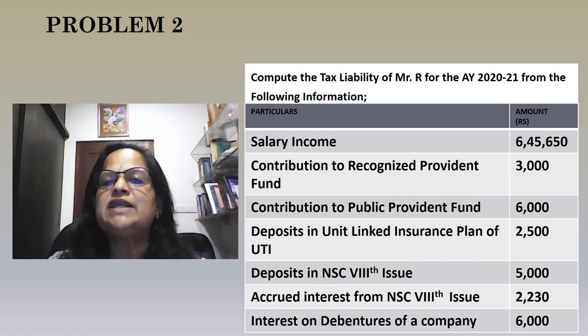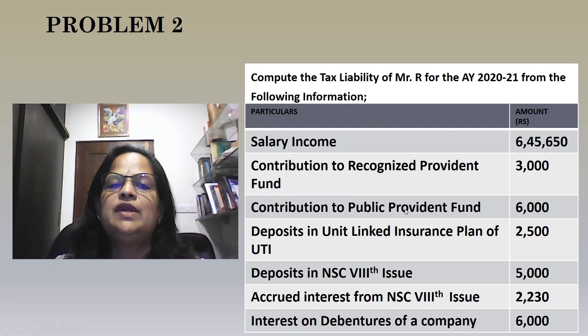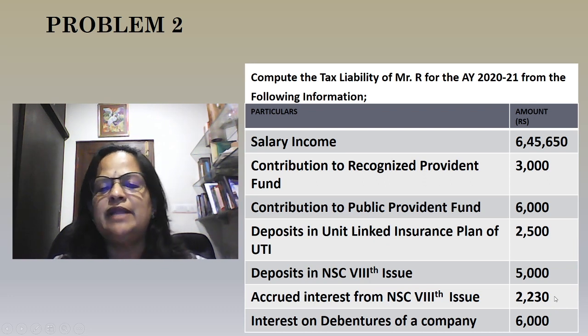Now the last problem. Compute the tax liability of Mr. R for the assessment year 2021 from the following information. Salary income 6,45,650. Contribution to recognized provident fund 3,000. Contribution to public provident fund 6,000. So 80C deductions are also there. Deposits in unit linked insurance plan of UTI 2,500 eligible for 80C deduction. Deposits in NSE 8th issue 5,000 eligible. Accrued interest from NSE 8th issue eligible 2,230.